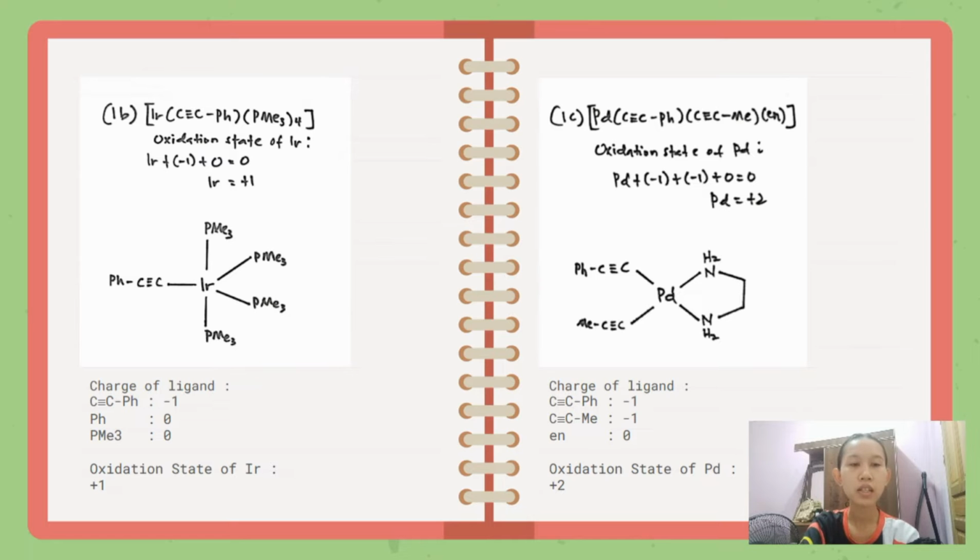For question 1C, the structure is square planar because there are 4 ligands attached to the central palladium and it also has the d8 orbital. The oxidation state of palladium is +2 due to the negative 1 charge of the ligand attached with the phenyl and also the negative 1 charge of the ligand attached with the methyl. The charge of the ethylenediamine ligand is 0 because it is a neutral ligand.